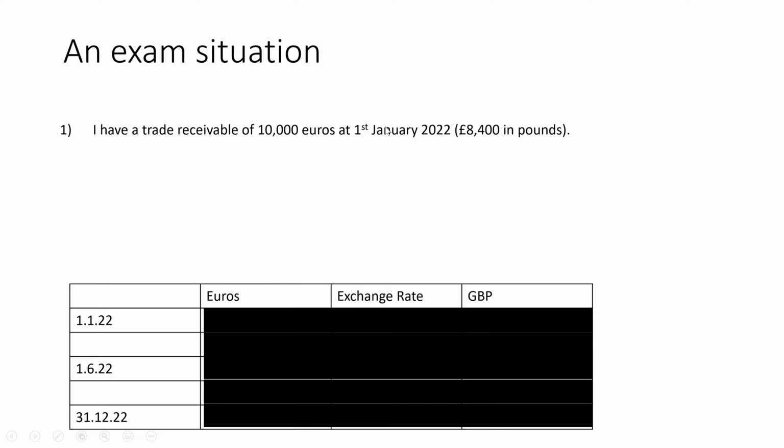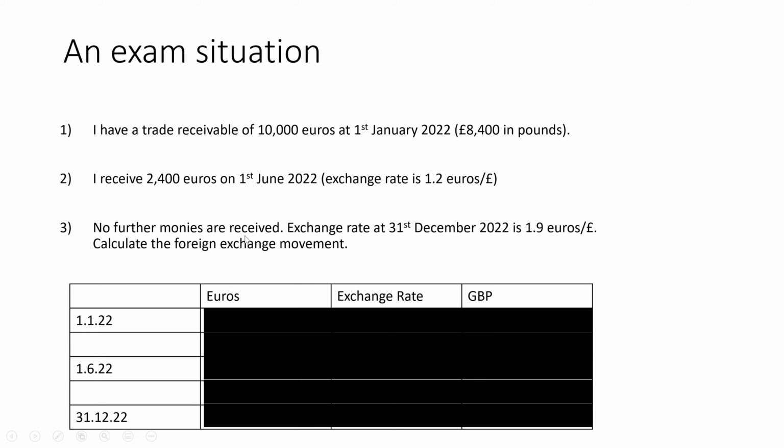Now let's look at an exam situation, a common question that might occur in the exam. I have a trade receivable balance of 10,000 euros at 1st of Jan 22. That corresponds to 8,400 pounds. I received 2,400 euros on the 1st of June 22, when the exchange rate is 1.2 euros per pound. No further monies are received, and the exchange rate at the 31st of December 22 is 1.9 euros per pound. Calculate the foreign exchange movement.